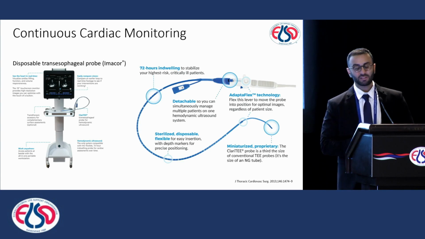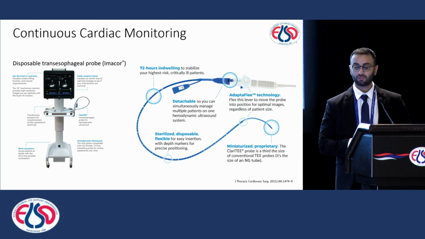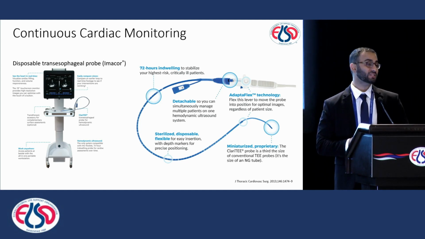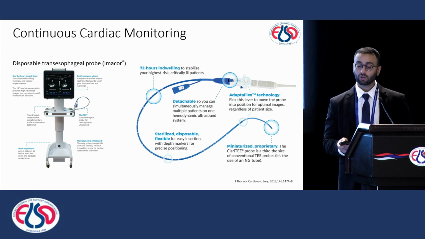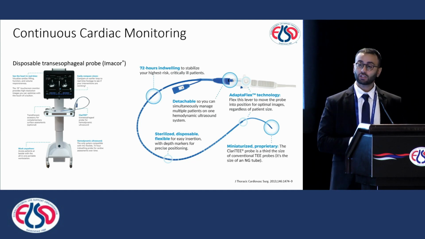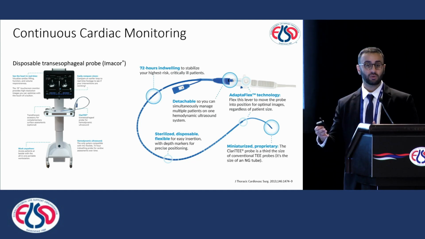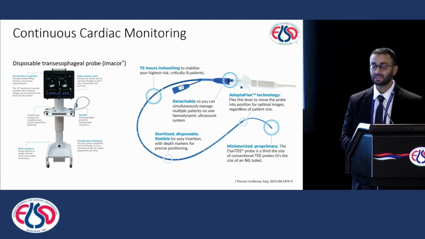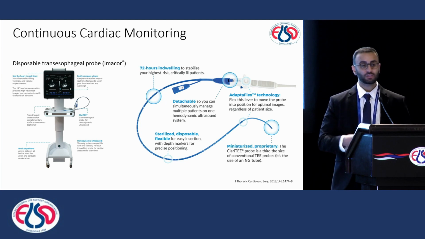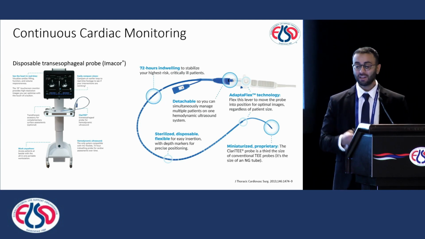This piece of equipment is very interesting. It's called the Imacor. It's a disposable transesophageal echo probe, and this can actually stay in the patient for up to 72 hours. And I think in critical care medicine, this is going to be an important piece of equipment. If you have a patient on VA ECMO or VV ECMO for at least the first 3 days or 72 hours, you can place this probe, and this can allow you to monitor the heart function, make sure the cannulas haven't changed, make sure there's not any intracardiac thrombus, LV distension, any of those bad things.